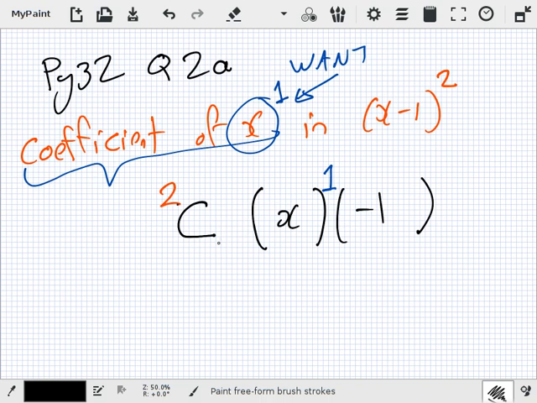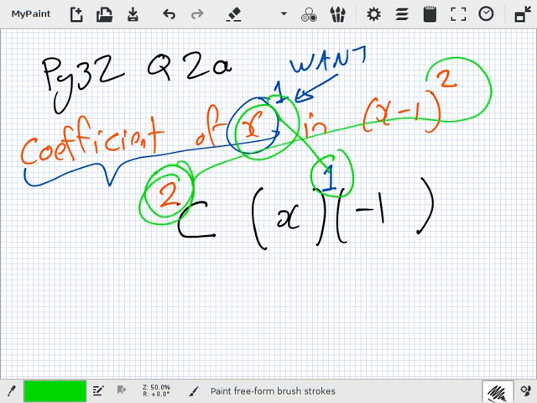So if it's the coefficient of x squared, the one on the first bracket will be 2. And if it was x cubed, it'll be 3. So this one here is because it's what I want. This 2 here is because of this power here.